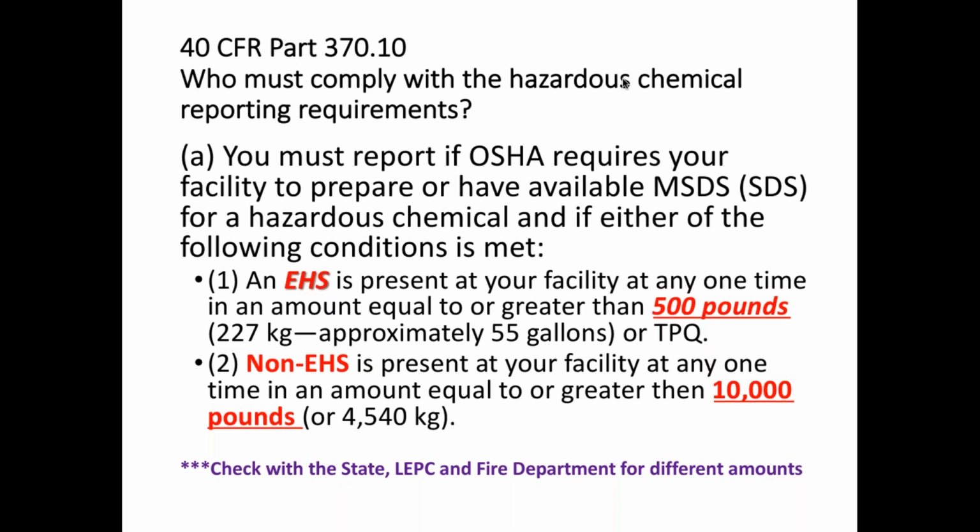So I'll say this one more time. If you have a chemical at any one time on site and it is an EHS at 500 pounds or the threshold planning quantity. An example of a threshold planning quantity for chlorine is 100 pounds, sulfuric acid 500 pounds, anhydrous ammonia 500 pounds. A non-EHS chemical at your facility at any one time greater than or equal to 10,000 pounds, such as diesel fuel at about 1,200 gallons, which is equal to about 10,000 pounds, and you must submit at any one time that is stored on site.